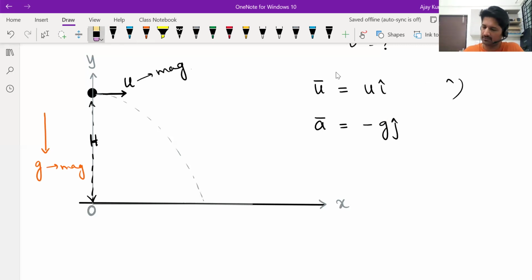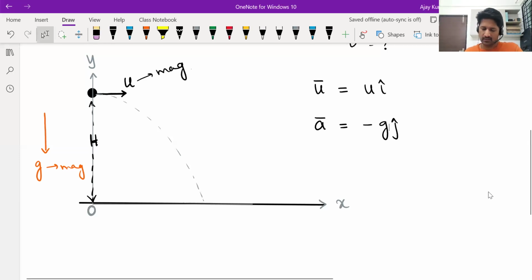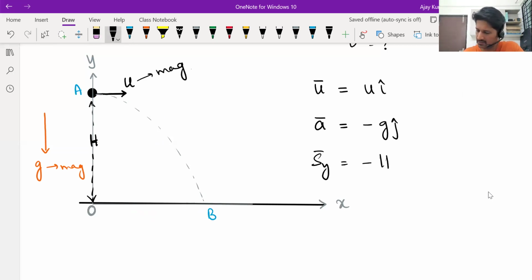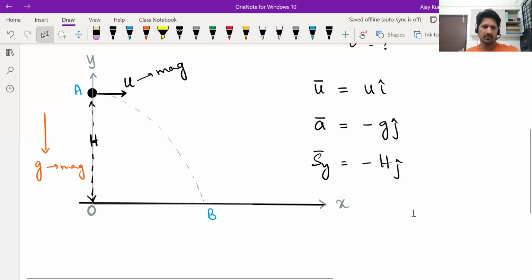So we have the initial velocity, we have the acceleration. And we know one more thing. As the object goes from this point A to this point B, it comes down by a height h. How much it totally moves, we don't know. How much is the total displacement, we don't know. How much is the horizontal displacement, we don't know. But the vertical displacement is known to us. So we know displacement in the y direction. And it is h units in the downward direction, right? So you will take it as minus h j cap. Displacement is known, initial velocity is known, acceleration is known.